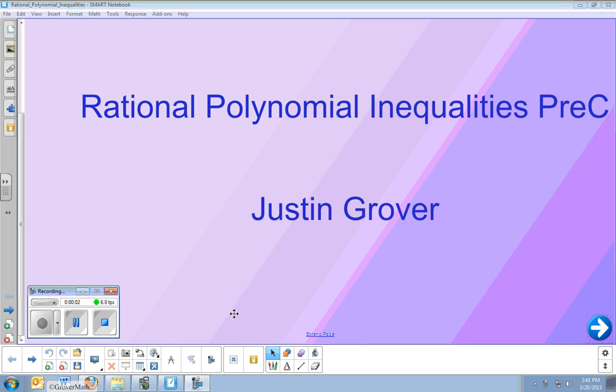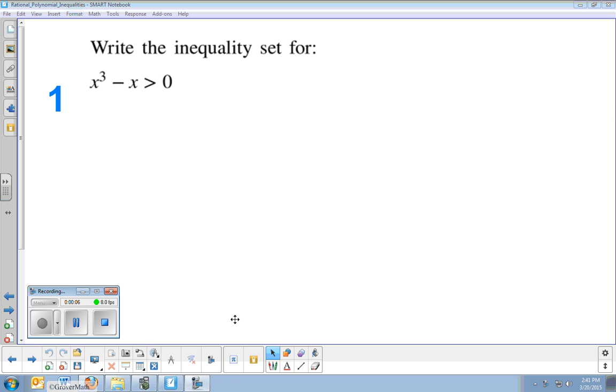Rational polynomial inequalities, pre-calculus, pre-college math. Write the inequality set for x cubed minus x is greater than 0.